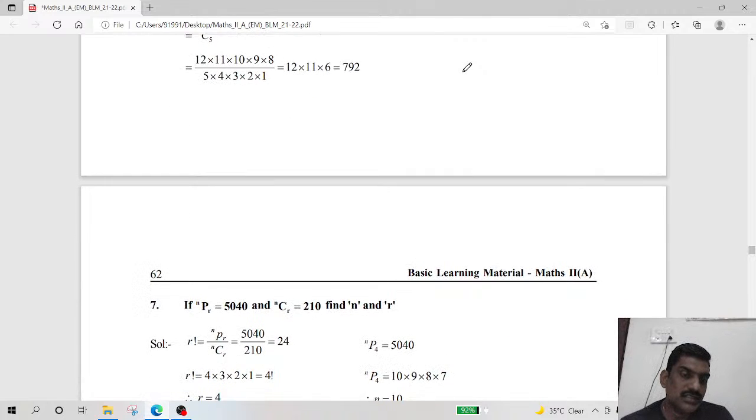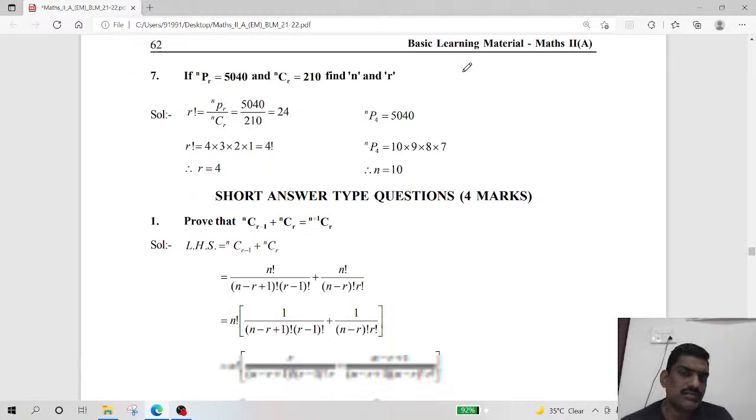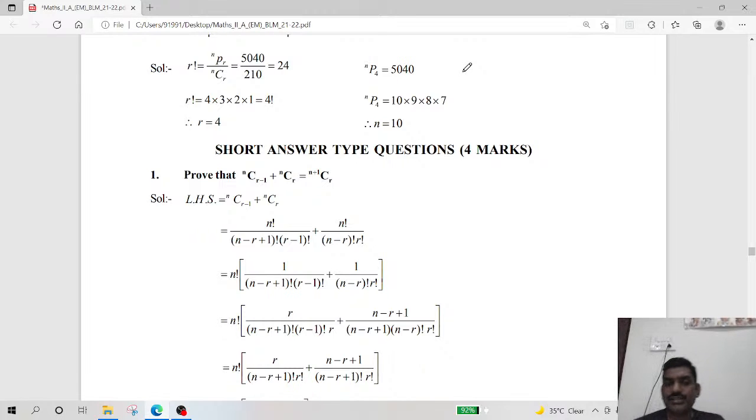Next, nPr is equal to 5040 and nCr is equal to 210. Write the formulas. r factorial is equal to nPr over nCr, then r is equal to 4. Then find out the n value by taking either nPr or nCr. Next, short answer questions. Prove that nC(r minus 1) plus nCr is equal to n plus 1 Cr. So take the LHS and simplify. Write down the nC(r minus 1) formula and the nCr formula. What will come out common? That you take out common and simplify the remaining terms. Automatically you can get the answer.